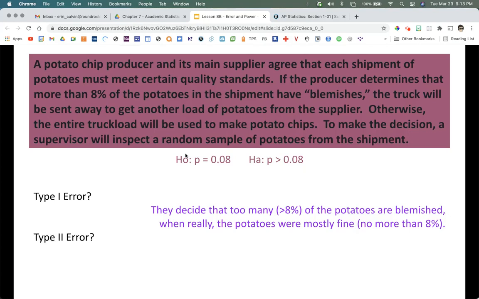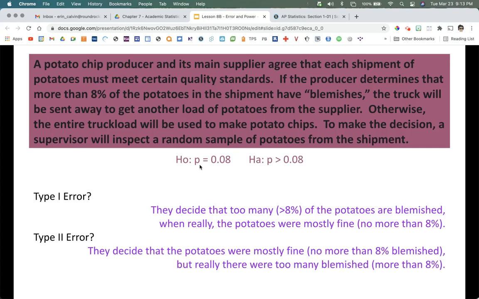Type 2. Type 2 is when we fail to reject the null. Fail to reject the null means, again, we're not necessarily saying the null is true. We're just saying we don't have evidence of the alternate. So we're kind of stuck here at the null. So that's what we're concluding. But in reality, the null was false. So we think that only 8% are blemished. Potatoes are mostly okay. But in reality, the alternate's true. There really were more than 8% blemished.